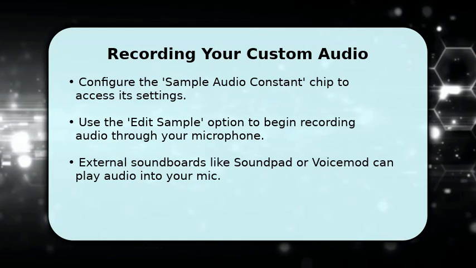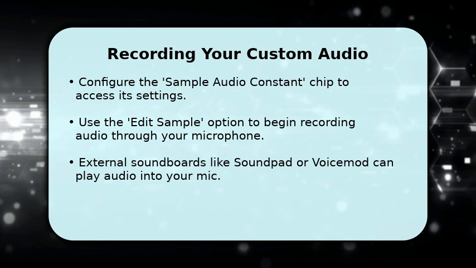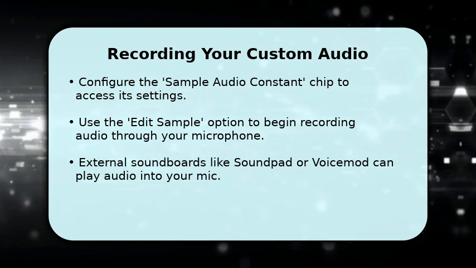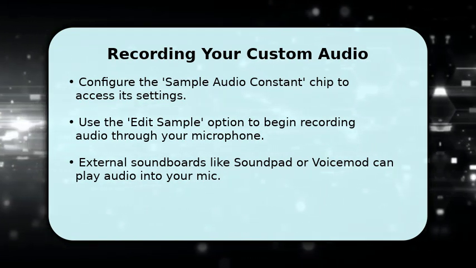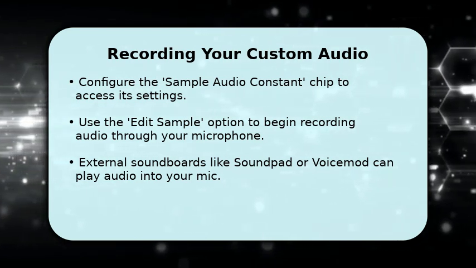Once you have spawned the sample audio constant chip, use your Maker Pen's configure tool on it. This opens the chip settings, where you will find the edit sample option. Here, you can record audio directly using your microphone.